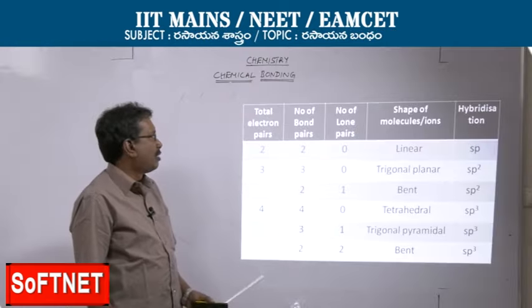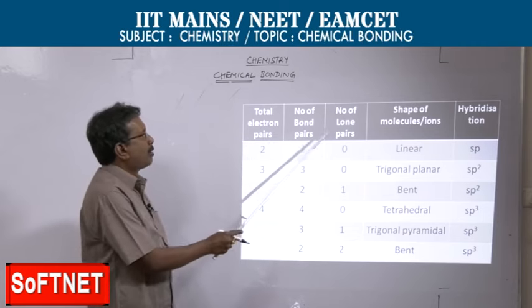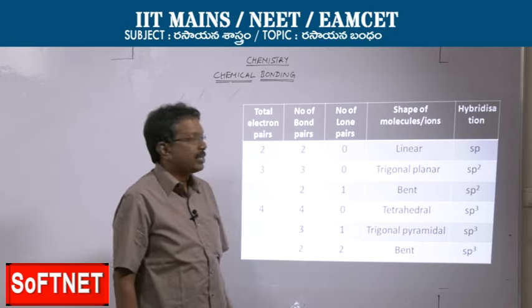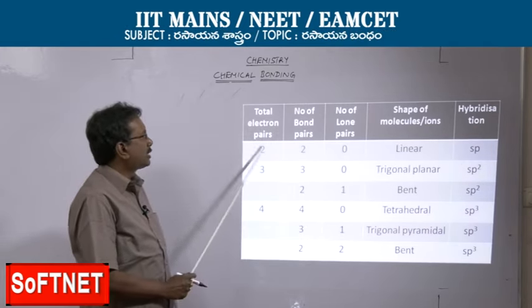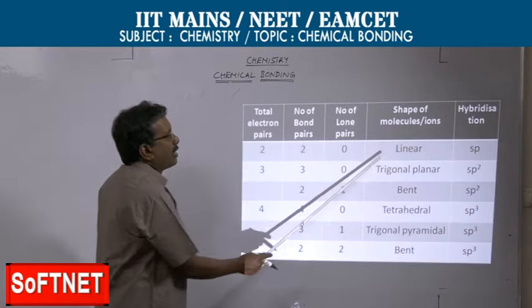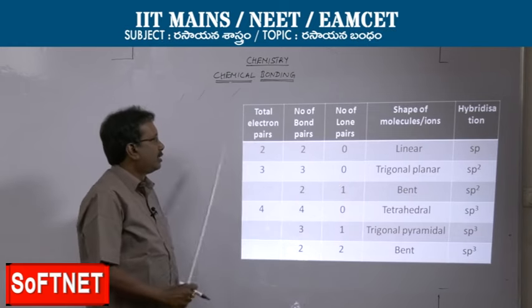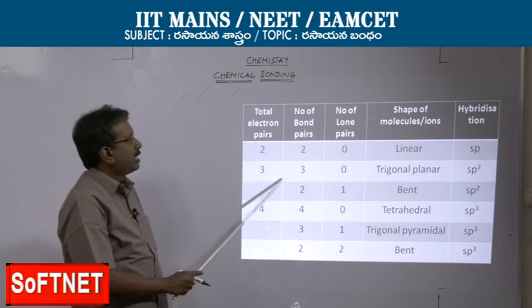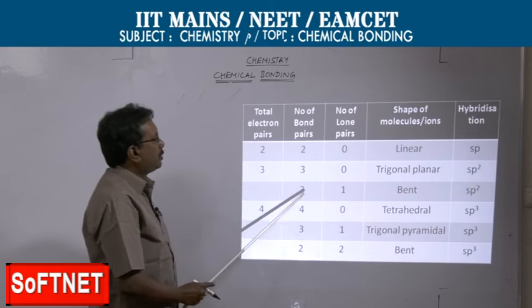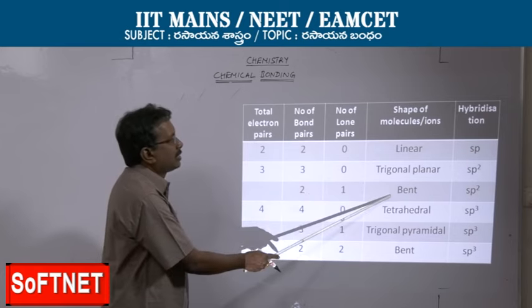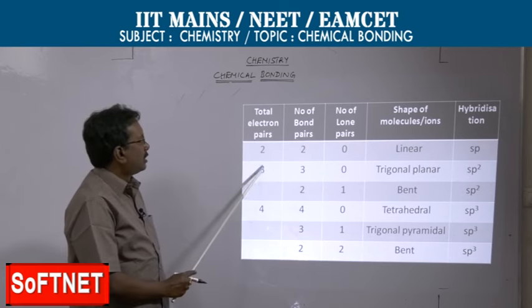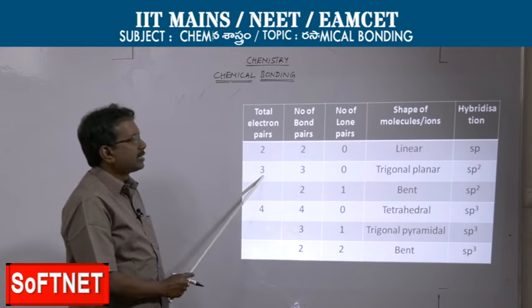If you observe this tabular form: total electron pairs, number of bond pairs, number of lone pairs, shape of molecules or ions, next hybridization. Now 2 electron pairs I am giving here and both are bond pairs, then it is called sp hybridized and linear molecule or ion. Similarly 3 electron pairs are there, all 3 are bond pairs, then this is called trigonal planar structure, and 2 bond pairs and 1 lone pair, bent structure. This is the shape of molecules, not the electron pair structure. For this the total electron pair structure is trigonal planar.